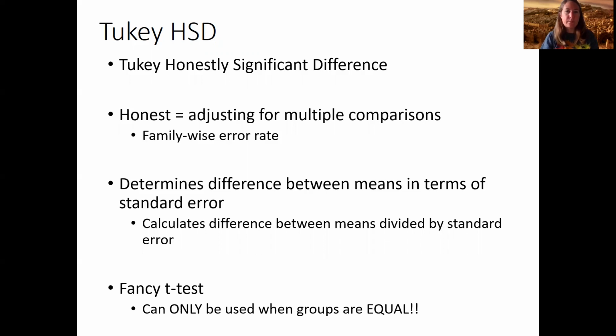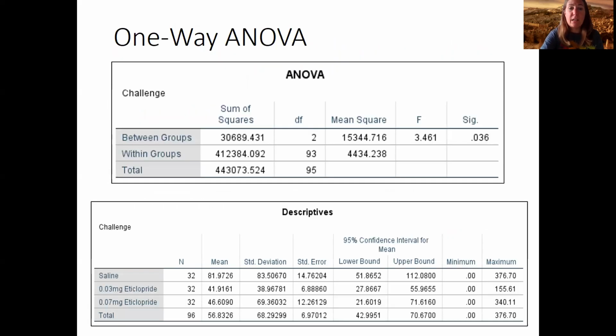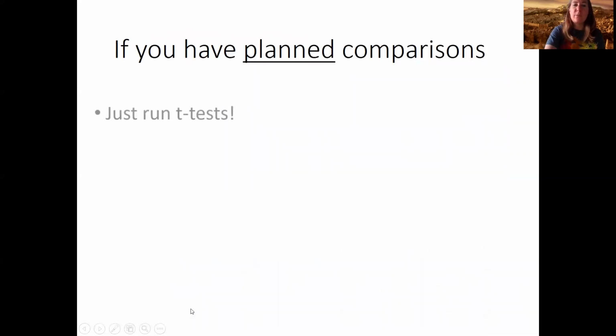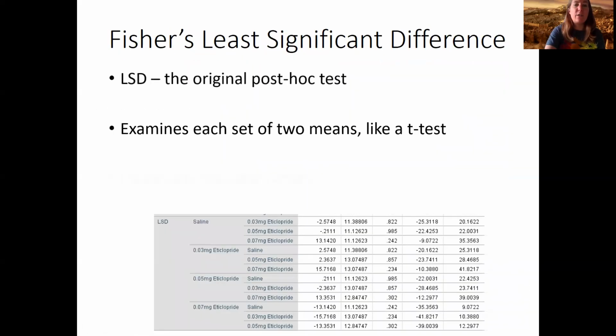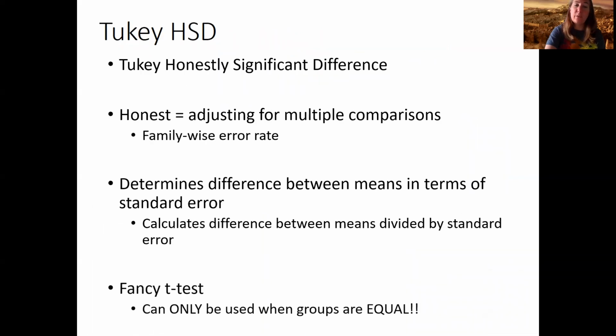There's just a trick. You can only use the Tukey test when your groups are even. So what I mean by that is whenever you have equal numbers of participants in each of your groups. So if we go back here to this example, I could run a Tukey's on this because I have equal participants, equal number of participants. That's what your N is for, of course. Equal number of participants in each of these groups. So that's the only trick. If you have uneven groups, you can't do a Tukey's test. So you can only do it when your groups are equal.